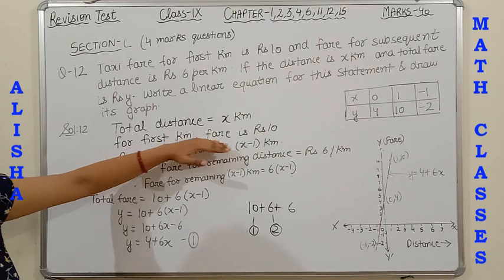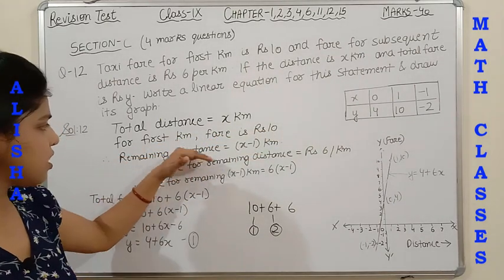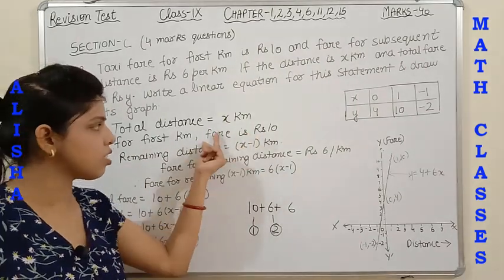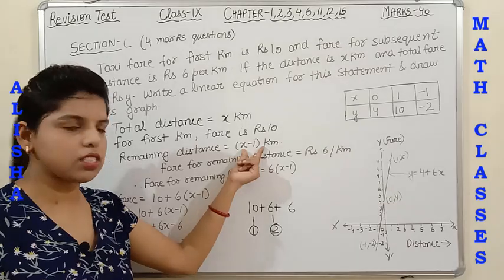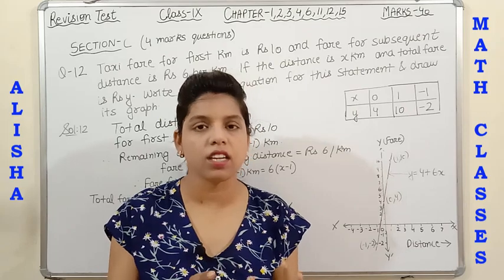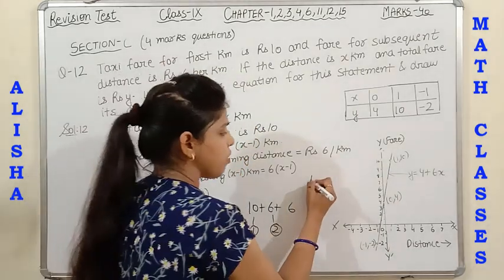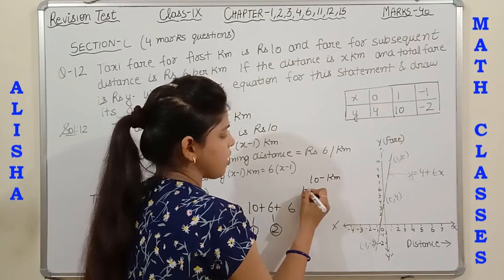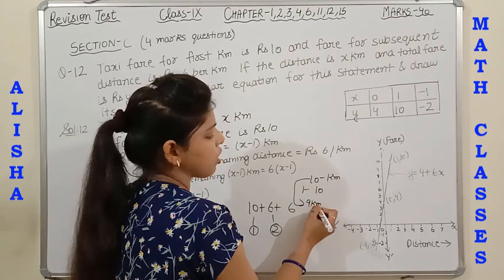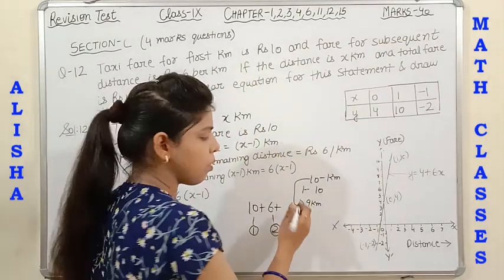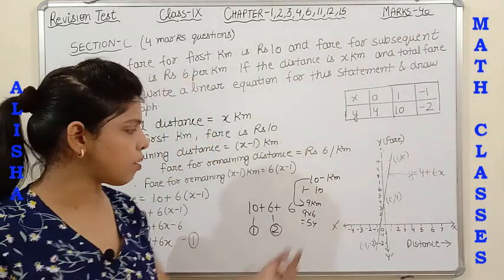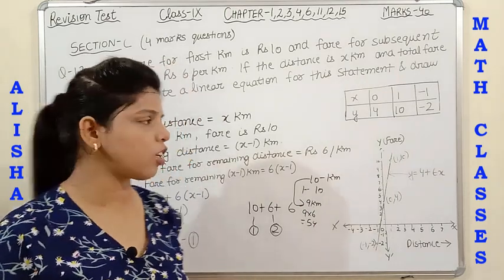Now for the first kilometer, fare is rupees 10. That means what is the remaining distance? Total distance is x and we have covered one kilometer distance. So the remaining distance is x minus 1. Suppose a person has to cover a distance of 10 kilometers, then for the first kilometer he has paid rupees 10 and the remaining distance is 9 kilometers. For the 9 kilometers he has to pay rupees 6 per kilometer. So 9 into 6 is going to be 54 and rupees 10 for the first kilometer, that means he has to pay rupees 64. I hope that you understood the question.